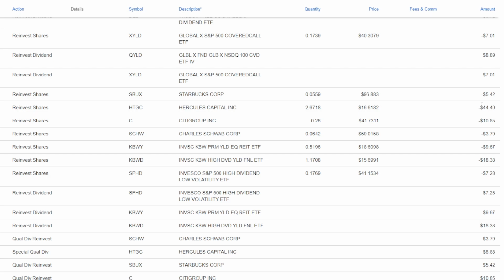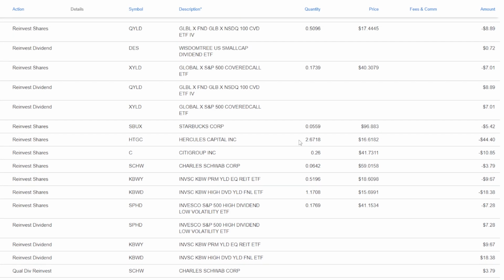HTGC pays a beautiful dividend, by the way. I will say they paid an additional special dividend. I got $8.88 from a special dividend, which doesn't get reinvested. Those specials don't. They go straight into cash. But the ordinary dividend was $44.40, paid for 2.67 shares reinvested. Pretty beautiful, if you ask me. Definitely happy to have that one. And then Starbucks, a relatively small dividend, $5.42. Reinvest for 0.05 shares.